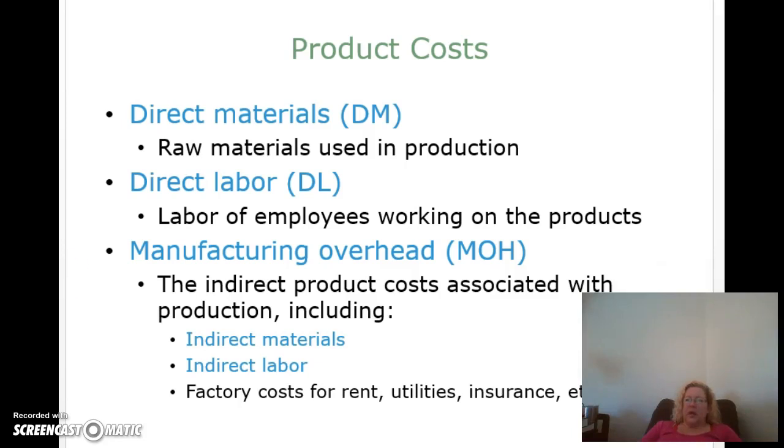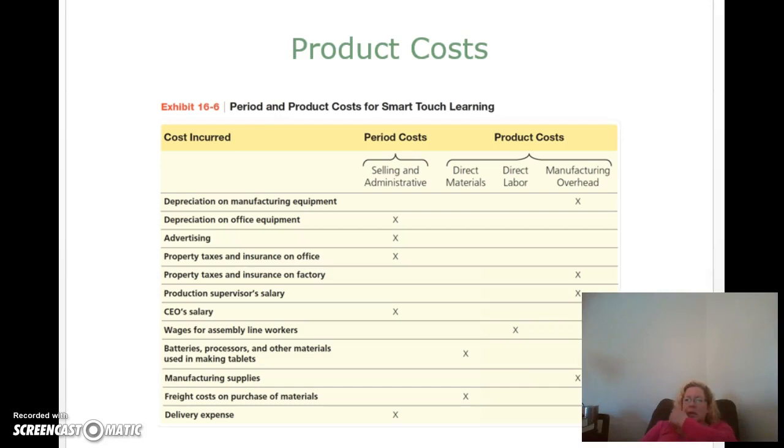Okay, so let's look at this slide here, 16-6. And this shows period and product cost for Smart Touch Learning. If it isn't a product cost, then it's a period cost. Okay, you see we have selling and administrative here. And then under product, direct material, direct labor, and manufacturing overhead. Okay, so depreciation on manufacturing equipment. That's manufacturing overhead because it's equipment used in manufacturing the product.